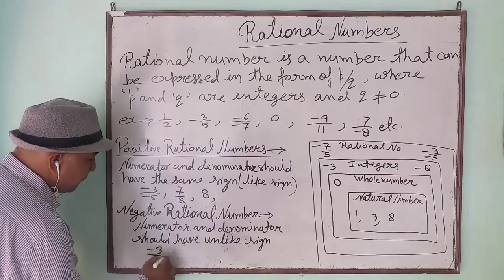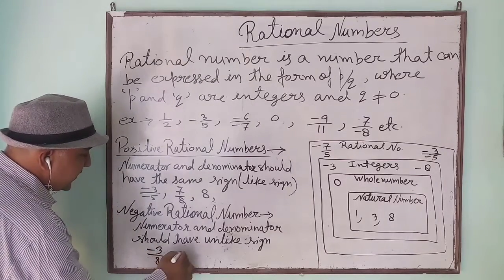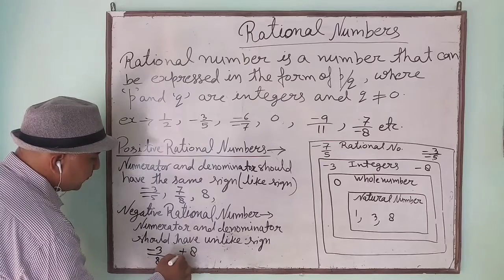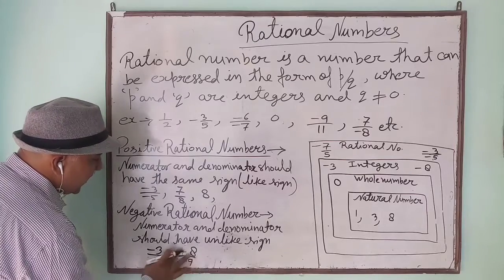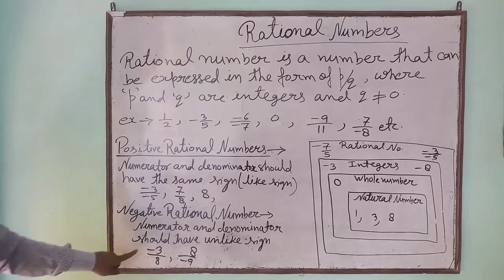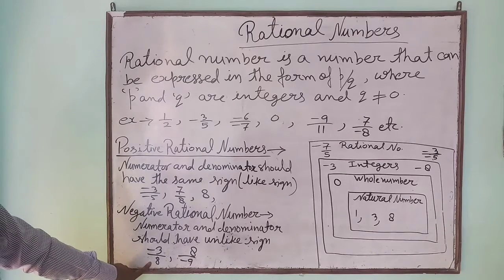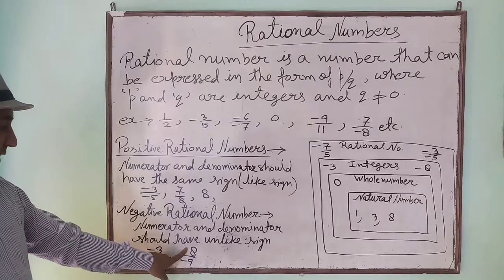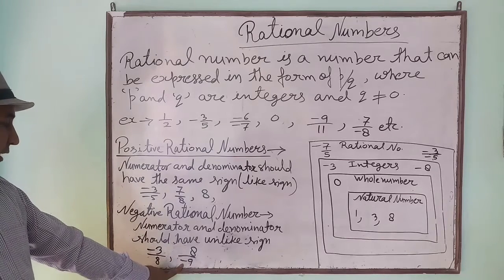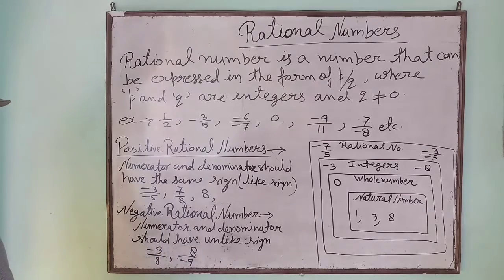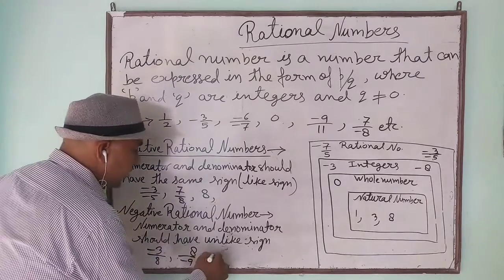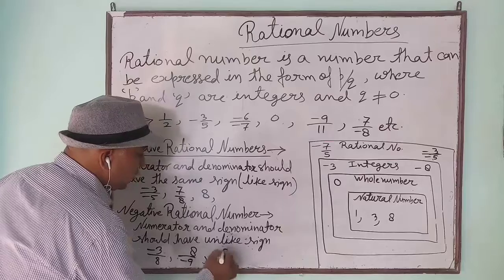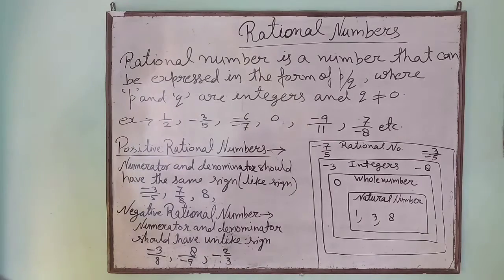Now negative rational numbers. See this, minus 3 by 8, otherwise 8 by minus 9. See, the numerator is negative and the denominator is positive. Then this type of rational number is called a negative rational number. If the numerator is positive and the denominator is negative, this type of rational number is also called a negative rational number. We can write it in this way also: minus 2 by 3. This is also a negative rational number.